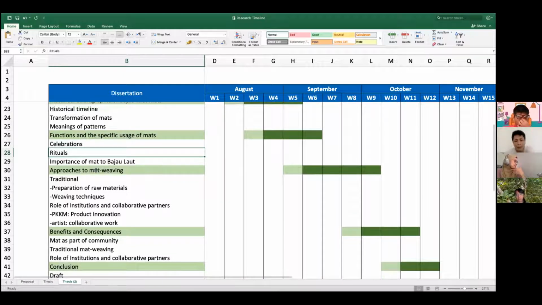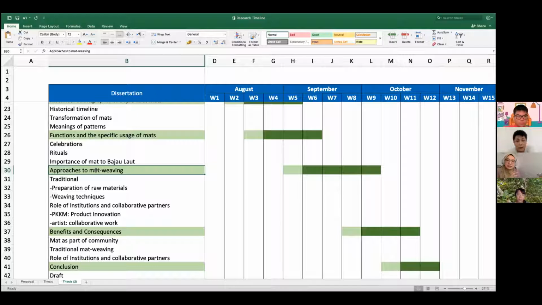And then there's quite a lot in chapter 4, right? The next chapter is basically approaches to mat weaving. There are actually 2 types, the traditional way, where you find out how to prepare the raw materials and the weaving techniques. My research has involved 2 groups, one in Pulau Omadal, one in Pulau Banggi. So there'll be a comparison between the 2 groups of people, right?